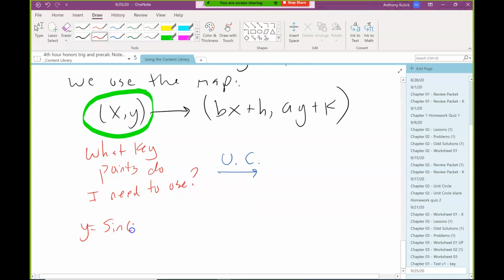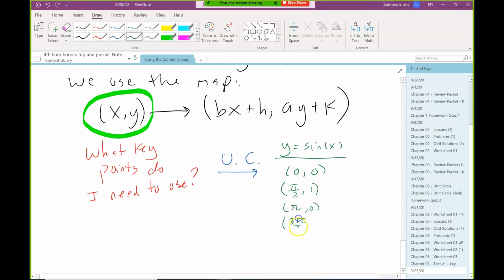So for sine, actually we'll do it over here. We have 0, 0. We have pi over 2 comma 1. Pi, 0. 3 pi over 2, negative 1. And then 2 pi, 0.